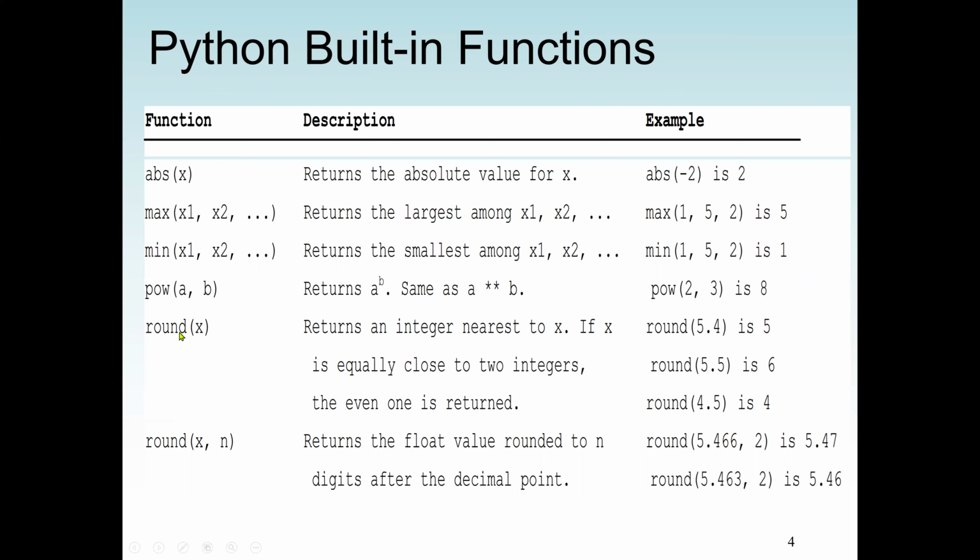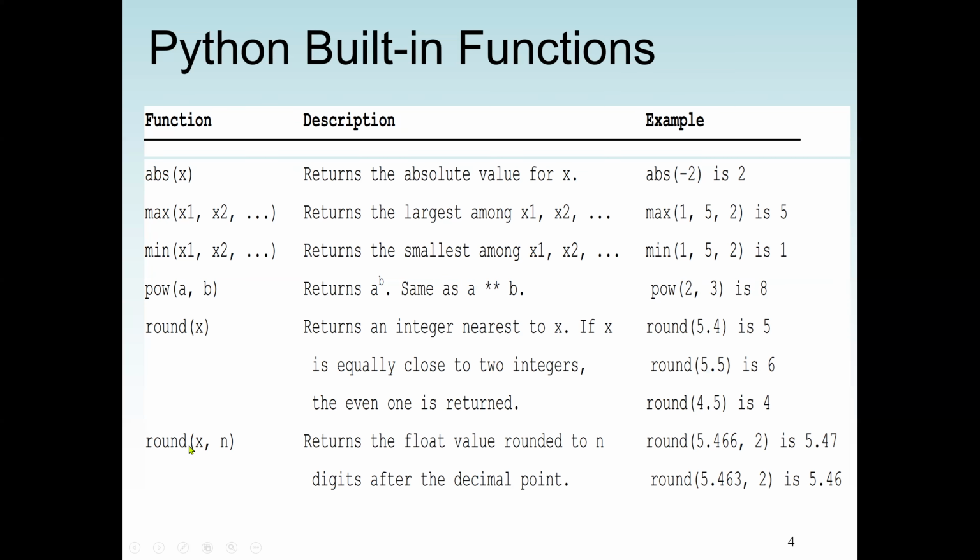We also have the round function, which normally will return an integer that is nearest to the x value. If x is equally close to 2 integers, the even one is returned. So for example, you have round 5.4. It's close to 5, so 5 is returned. But when it reaches 5.5, it will be approximated to 6. But if we have 4.5, it will return the even number.